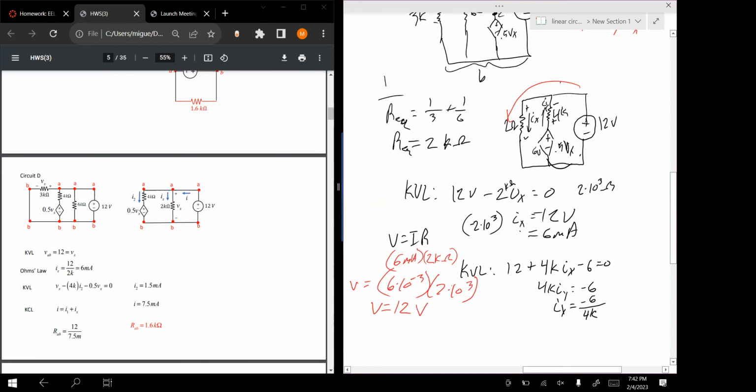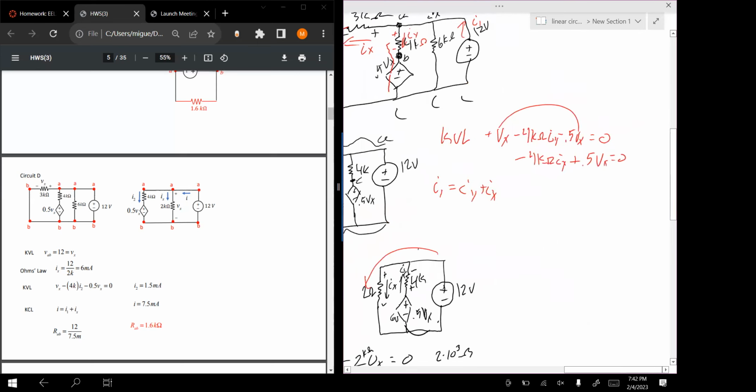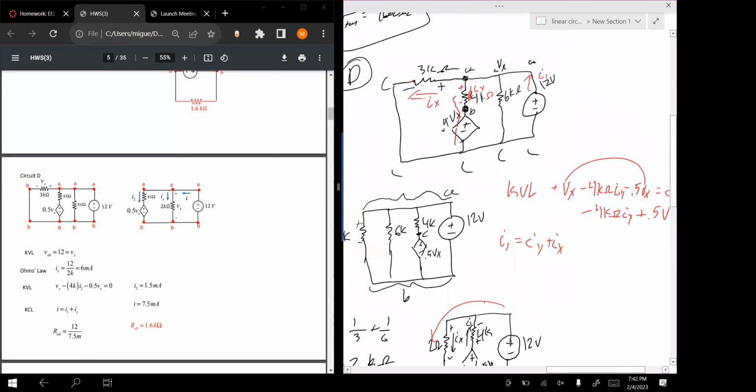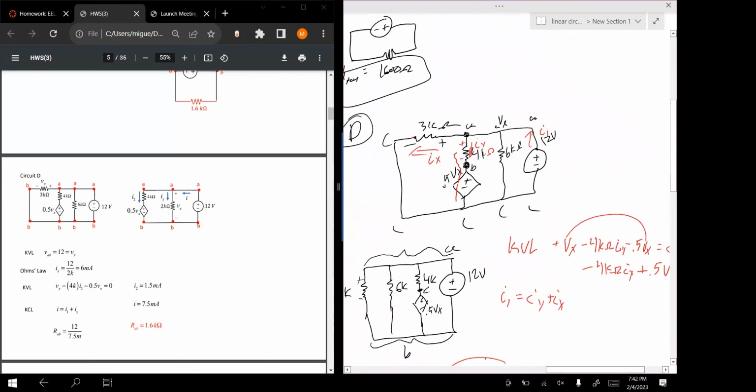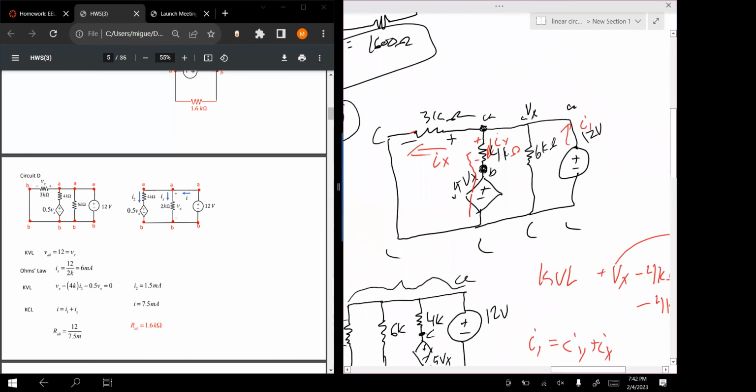Meaning that Vx is 12. My reasoning is because we have Vx here. These two resistors are in parallel. That's why we were able to combine them right there. One of the things you want to keep in mind is that resistors that are in parallel have different currents flowing through them, assuming that they have different resistance values. But no matter what the resistance value is, they should have the same voltage across them, right?